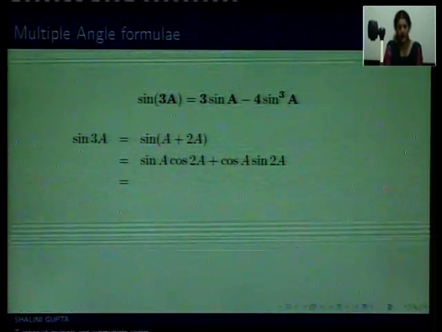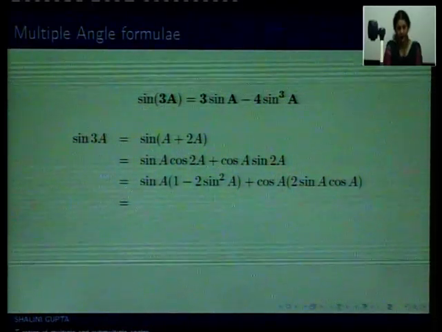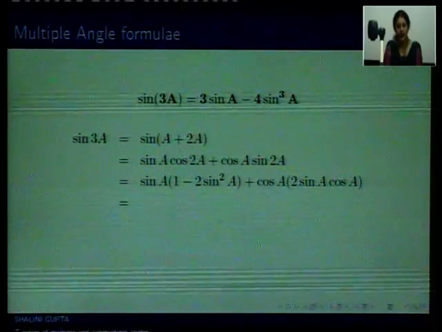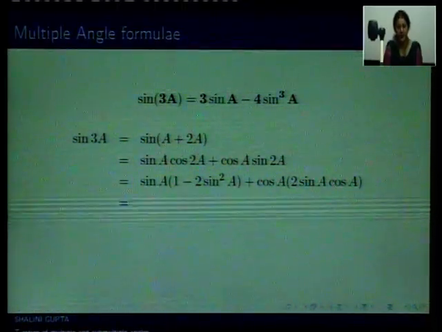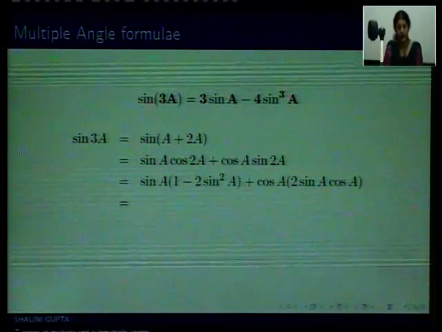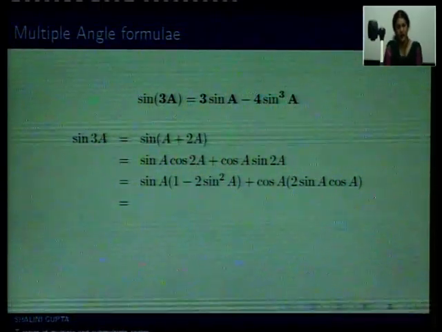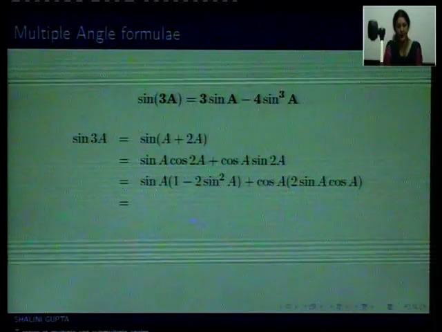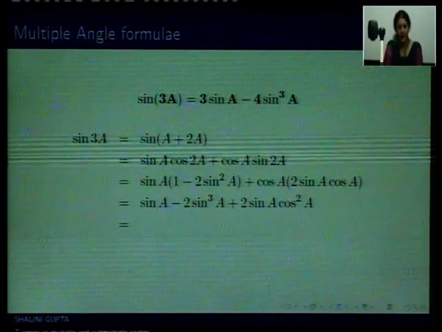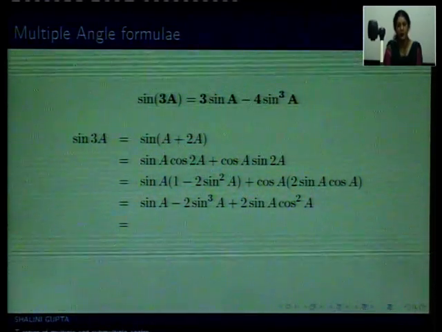Now putting the values for sin 2a and cos 2a in this, we get the expression for sin 3a. What was the expression of cos 2a? 1 minus 2 sin square a. And what is the expression for sin 2a? It is 2 sin a cos a. So putting the values here, this is equal to sin a times 1 minus 2 sin square a plus cos a times 2 sin a cos a. Now opening these brackets, sin 3a is equal to sin a minus 2 sin cube a plus 2 sin a cos square a.